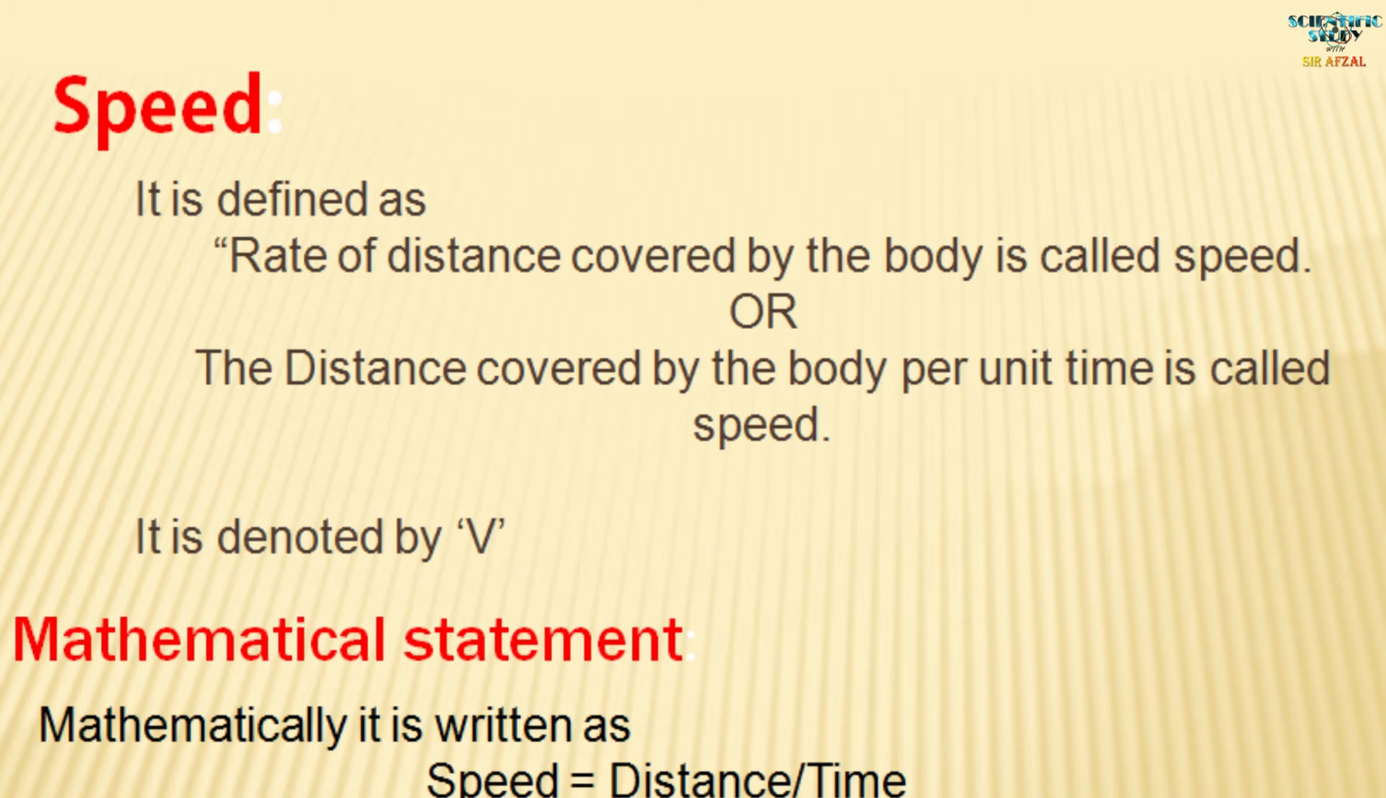The word rate means any physical quantity when it is divided by time. Instead of per unit time, we can say only rate. Rate means divided by time. So these are two definitions you can learn, which is easy for you.